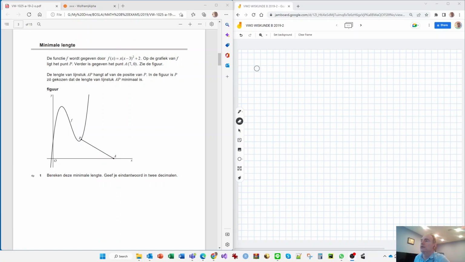First question, minimal length. We have a function given by this expression, and on that function there's a point P, and there's also a point A given by (7, 0). The length of AP depends on the position of P, of course, but point P is picked so that the length of AP is minimal. Well, what's our point P?